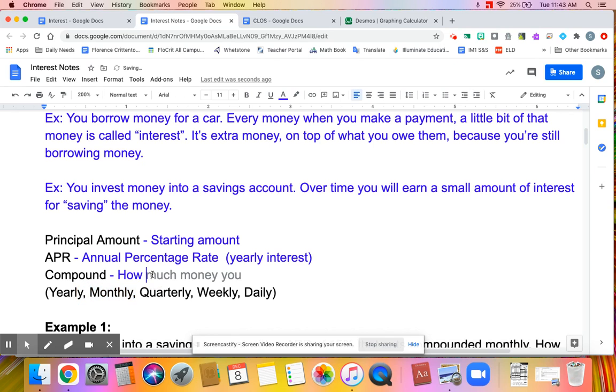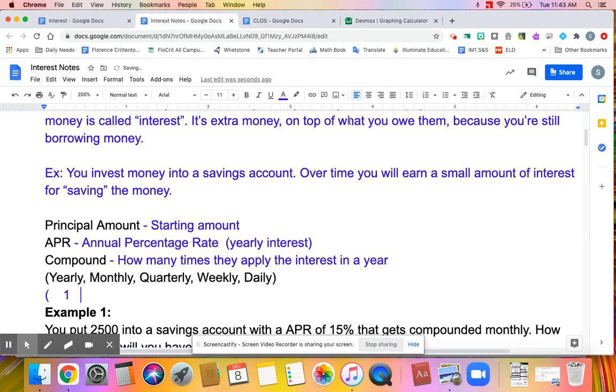So remember, compound is how many times they apply the interest in a year. If they do it yearly, it would only be 1 time. So once a year, that interest is applied. But they could do it monthly, where they take the interest and divide it by 12, and then do it 12 times a year. Quarterly means every season, because there are 4 seasons in a year, 4 quarters. So there's summer, fall, winter, and spring. So it happens every 3 months.